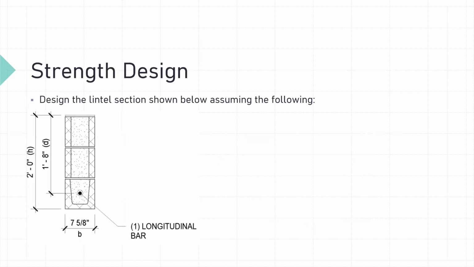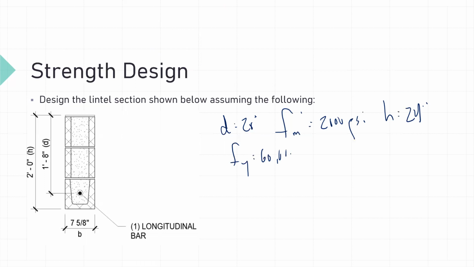The first step, again, is to identify our geometry. We know our d, our effective depth, is 20 inches. We know our f'm is 2000 psi. We know our h, the height of our beam, is 24 inches, and we know our yield stress, fy, is 60,000 psi. That's step one, just identify our known values.